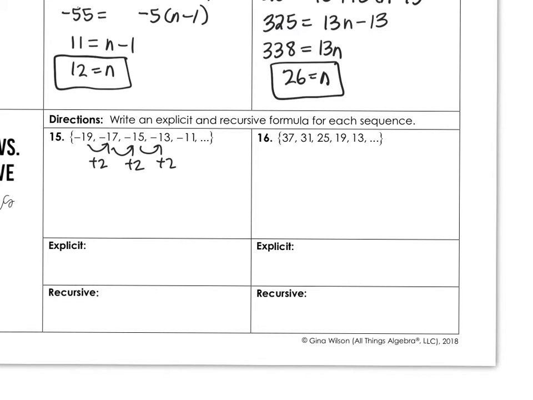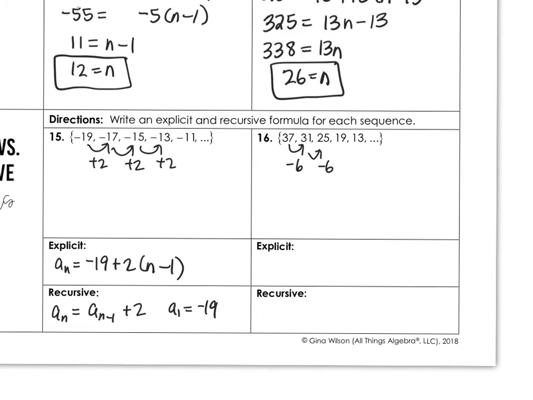they're doing. So this means our explicit formula would be a sub n is equal to the first term plus 2 times n minus 1. So pretty straightforward. I like that one. The recursive one is a little bit different. That would be the nth term is equal to the term in front of it, which is a sub n minus 1, and then plus 2. And you always have to say, well, wait, I wrote that wrong. A sub 1, the first term, is negative 19.